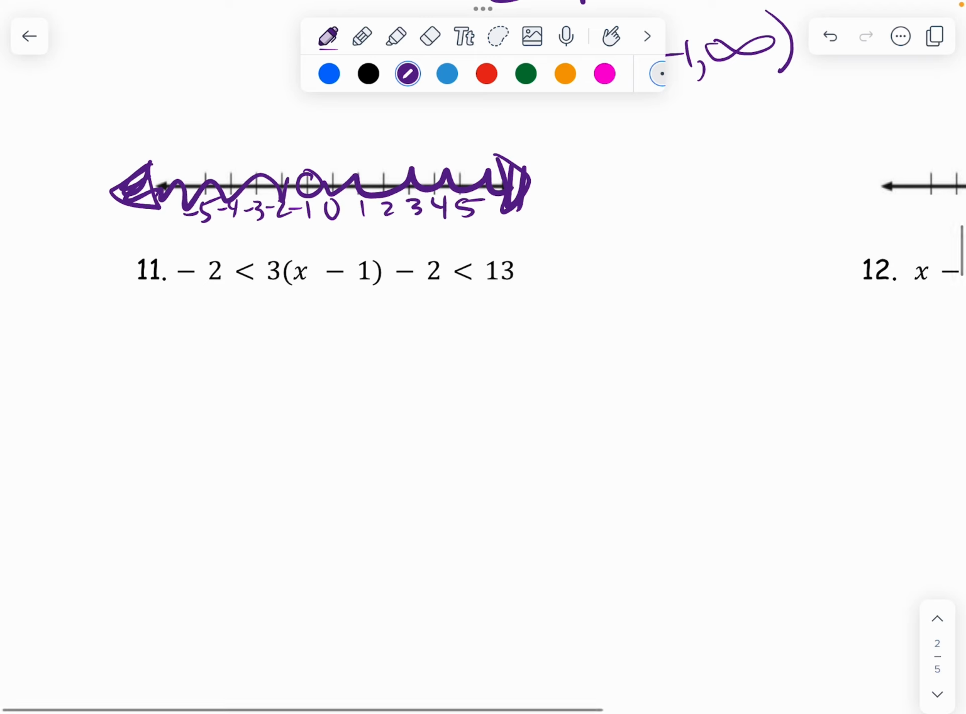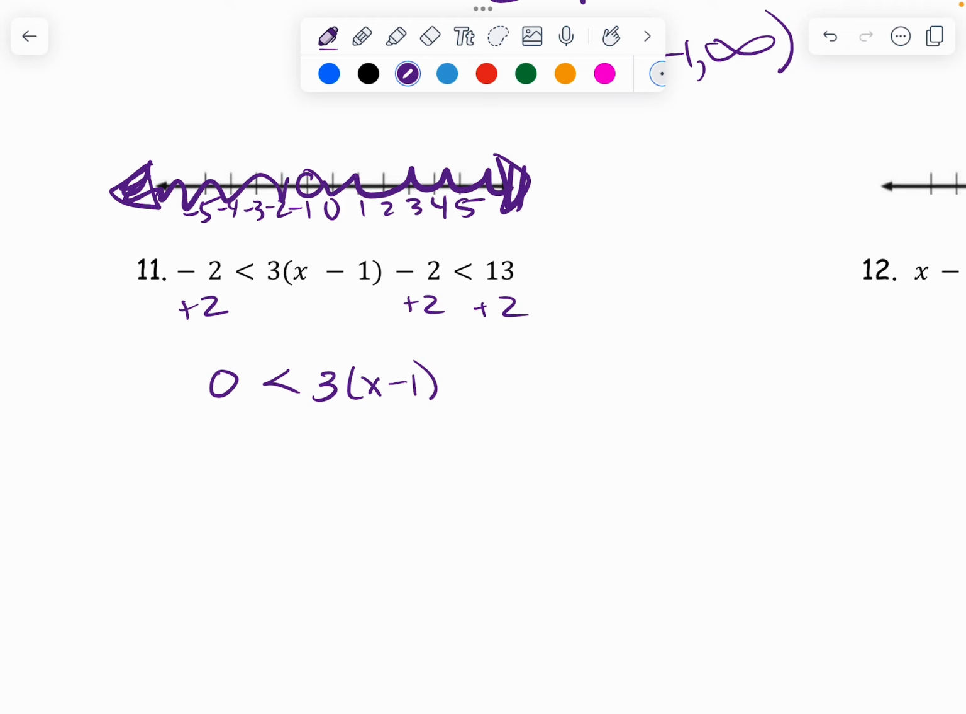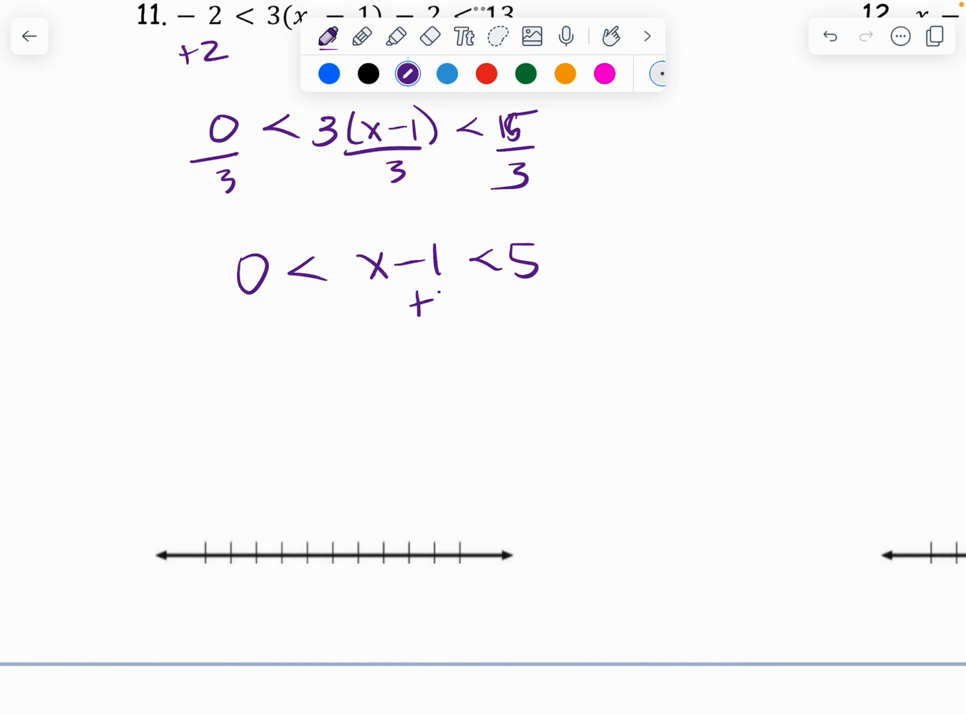Okay, this one, I'm going to add 2 to both sides, or all 3 sides. That's going to get me 0, x minus 1 is less than 15. Divide everything by 3. 0 is less than x minus 1, less than 5. Add 1, add 1, add 1. I have 1 is less than x, which is less than 6. So, nope.